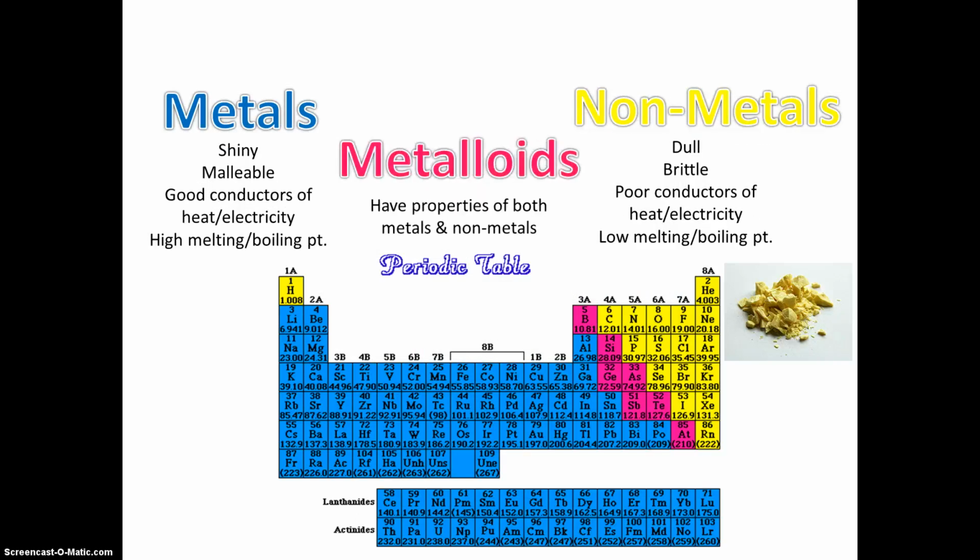You remember from your work on the periodic table, you talked a little bit about the three major groups, the metals, the metalloids, and the non-metals. The biggest group being the metals to the left here, and how they're shiny, malleable, good conductors of heat and electricity. Non-metals being dull, brittle, poor conductors of heat and electricity, and then metalloids having characteristics of both.